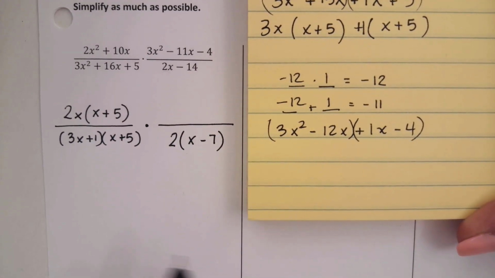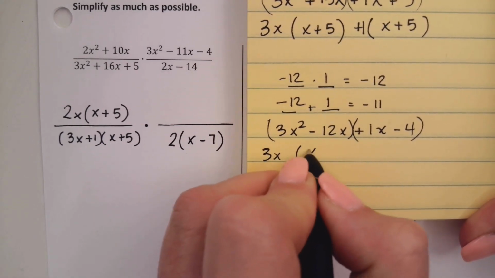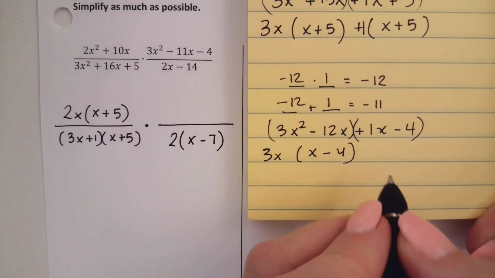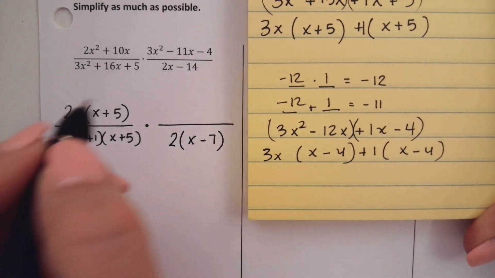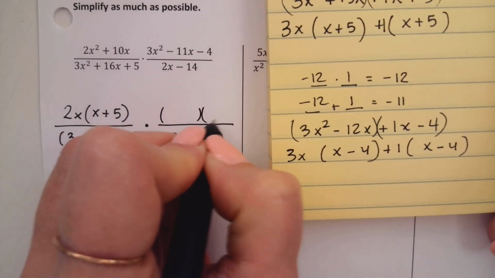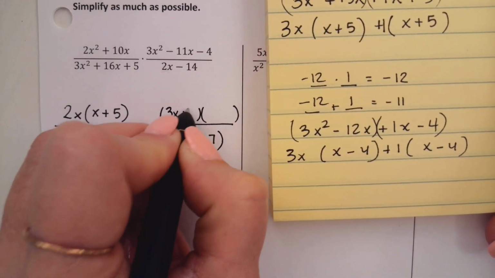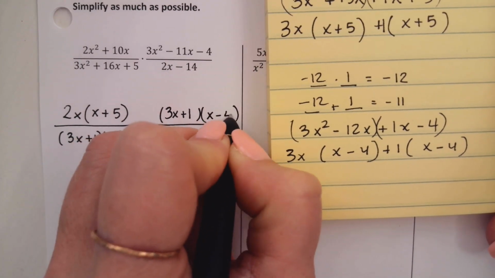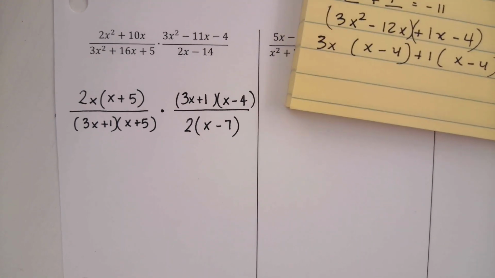Okay. GCF for my first group is going to be a 3x, leaving me with x minus 4. GCF of the back group is going to be a 1, leaving me with x minus 4. So my two factors, one of them is going to be 3x plus 1. One of them is going to be x minus 4. Okay. We got it factored now.